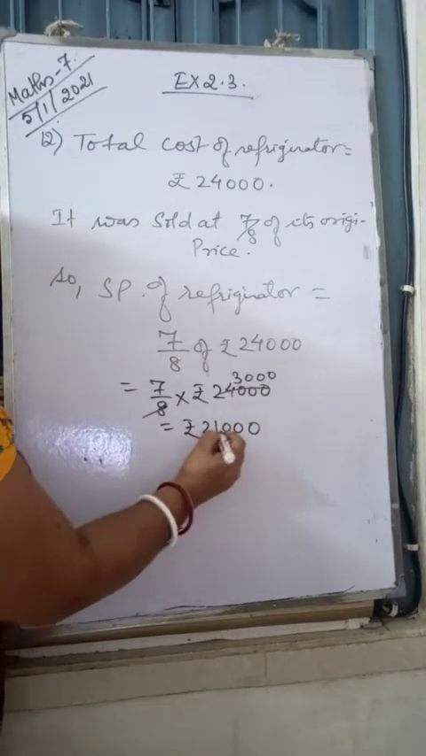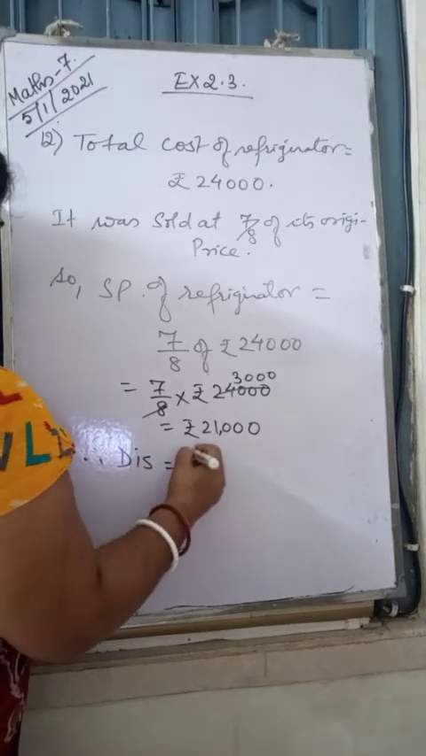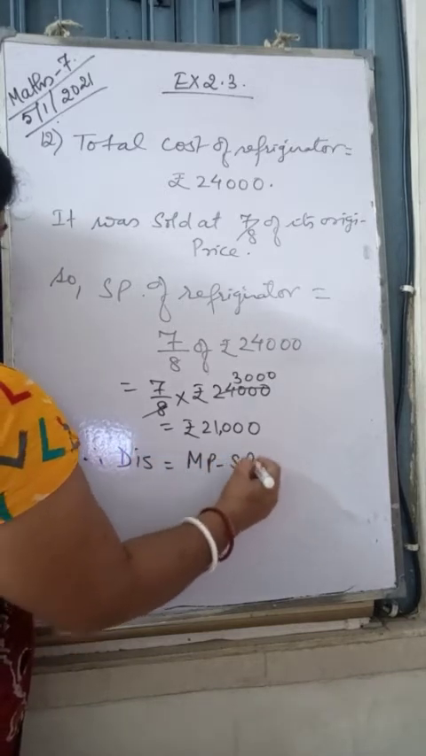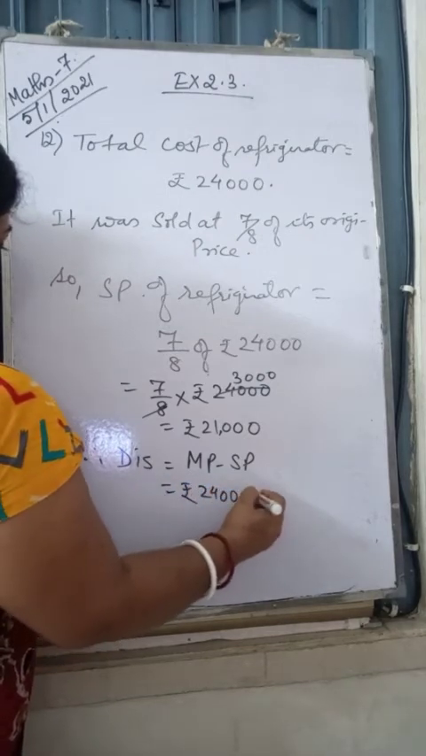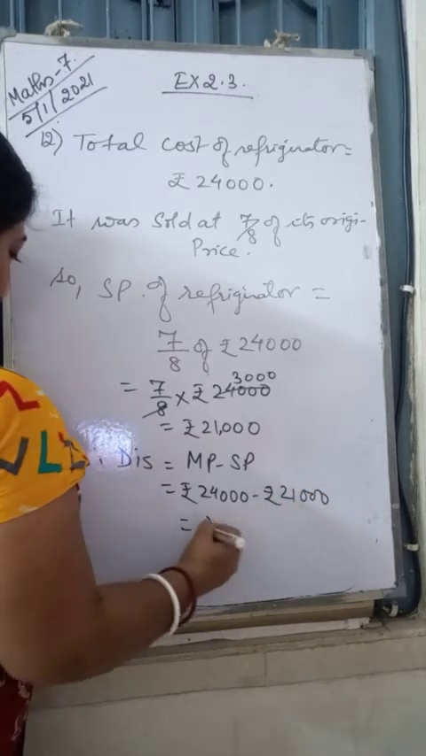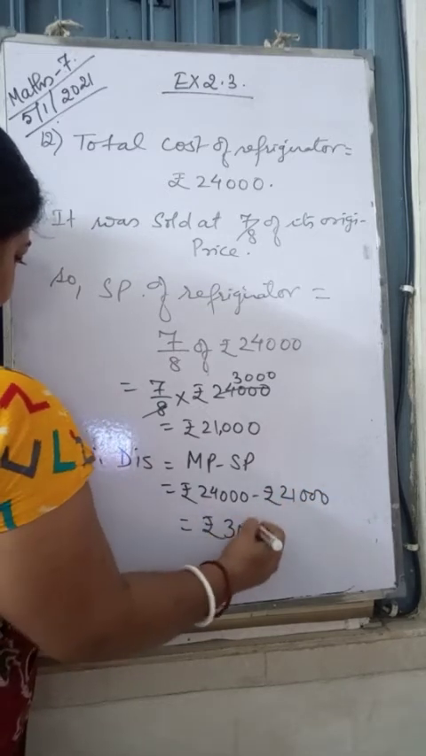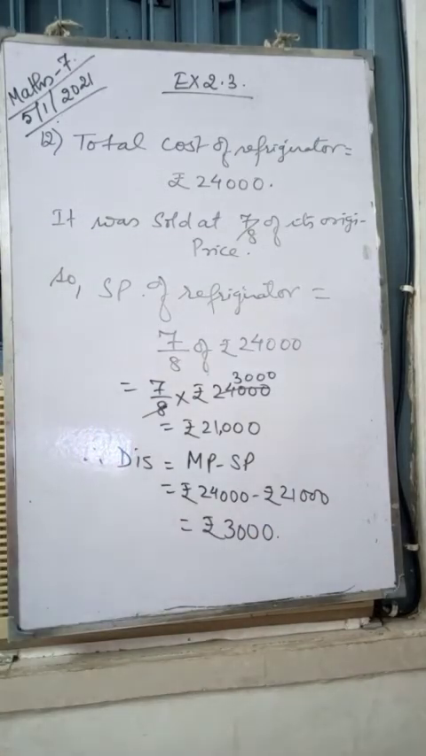So that's what the discount is equal to MP minus SP. It was marked as rupees 24,000, the original price, and it was sold at rupees 21,000. So 3,000 rupees was given as a discount. So discount was given rupees 3,000. This is question number 12. With this we have completed exercise 2.3. Next we have division of fractions.